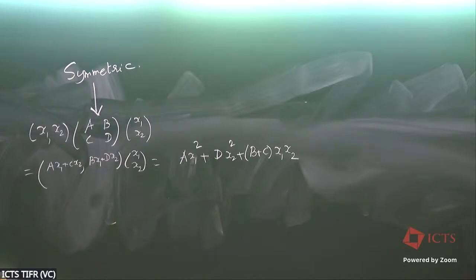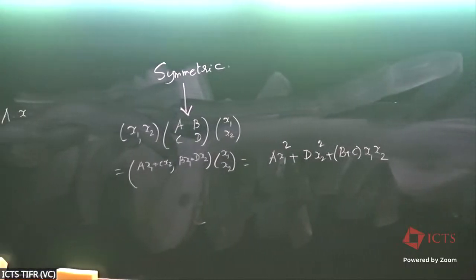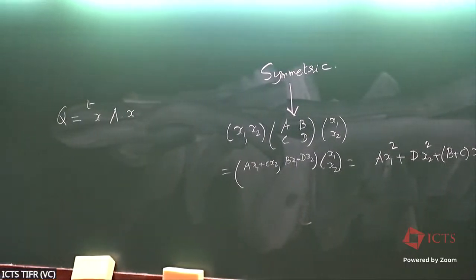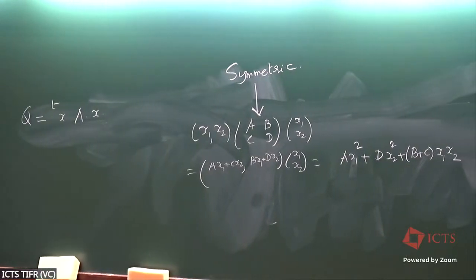And once I insist that the matrix has to be symmetric, then of course B equals C. And therefore, once you know the value of B plus C, then you have that. Is it okay? Therefore, any quadratic form can be written as X transpose... okay, I am making a wrong statement, I will correct it in a minute. It can be written like that, with A as an associated matrix.